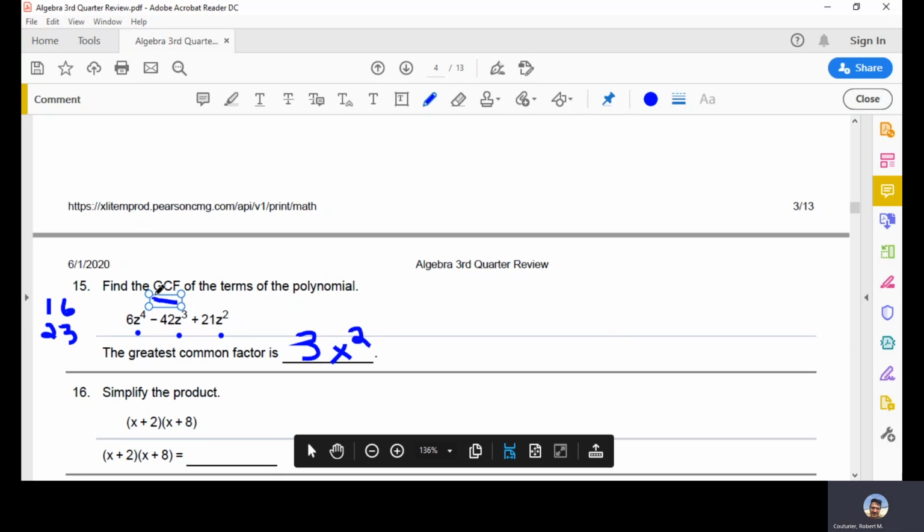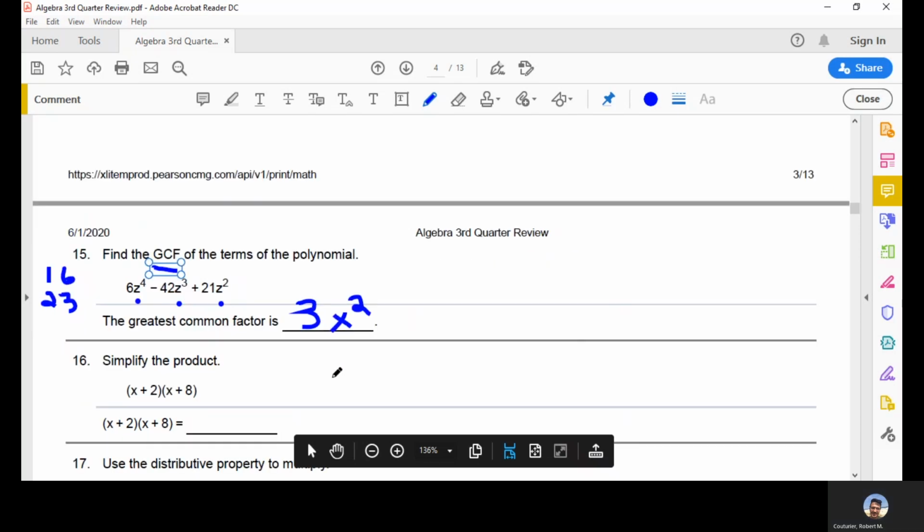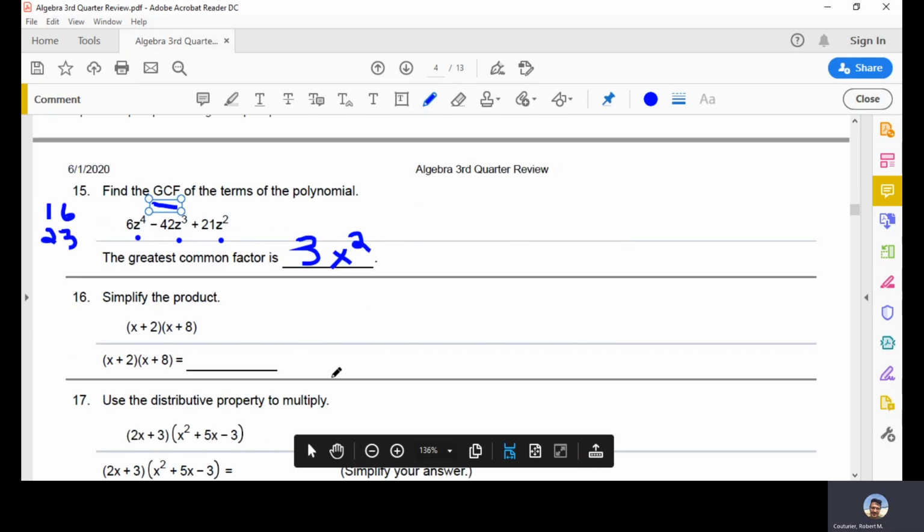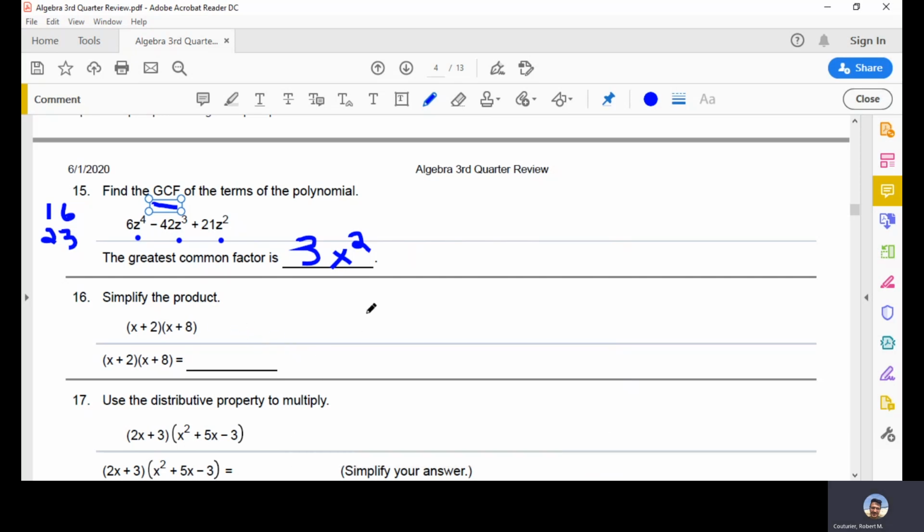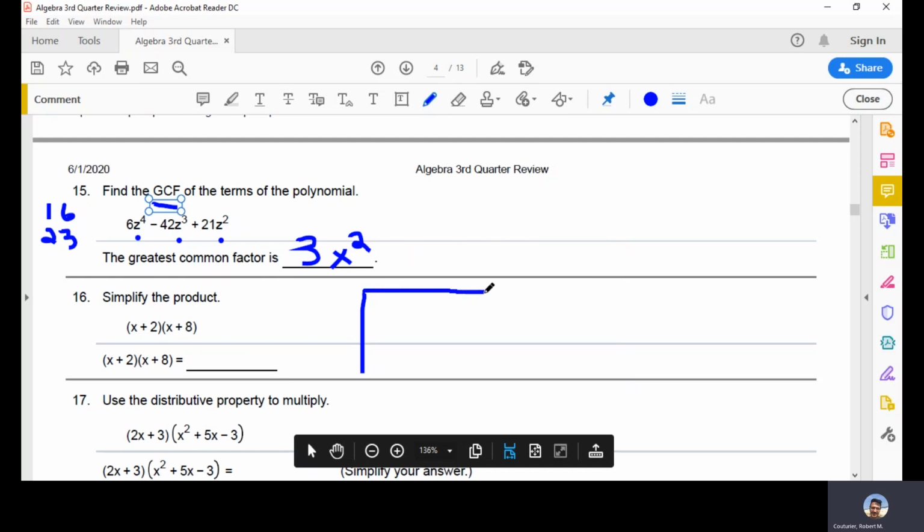Please do not continue with this particular one. It's a great skill to know how to keep going, but do not keep solving this one because all they wanted is the greatest common factor. Simplify the product. We should be screaming in our heads that we need to use the box method here.